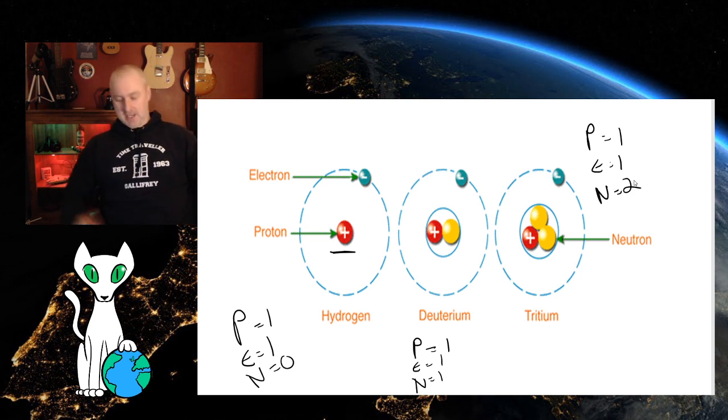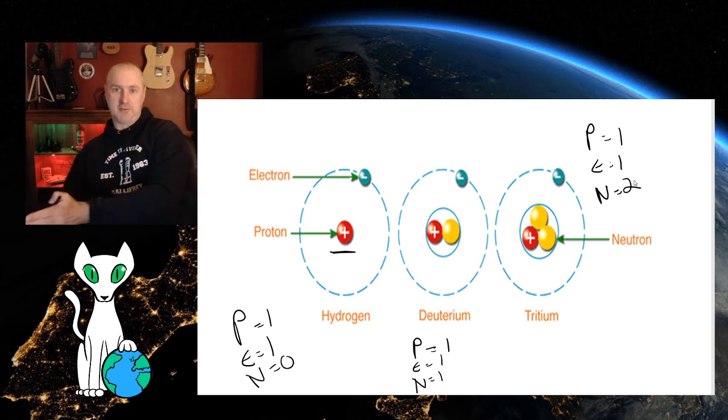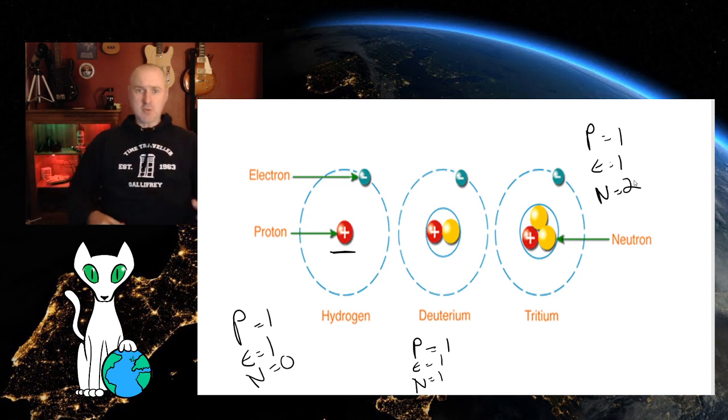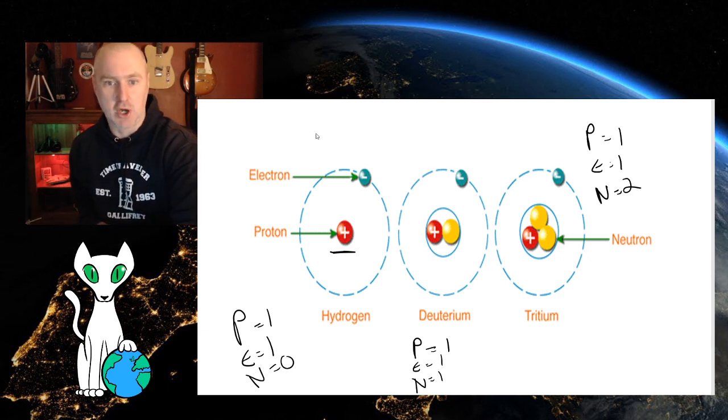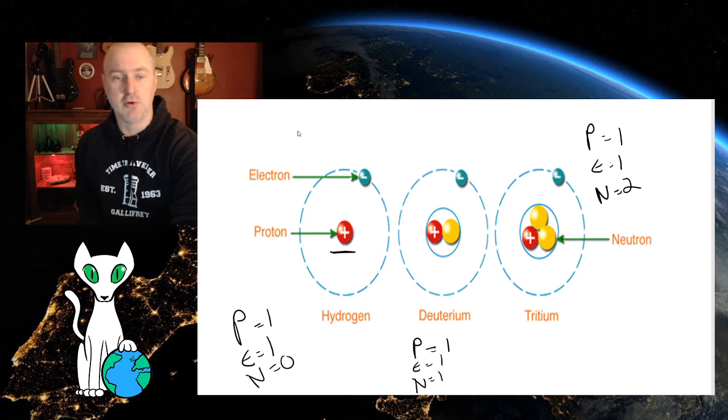Now you can say that in a couple of different ways. You could say the same number of protons but a different number of neutrons. Or you could say the same atomic number but a different mass number. Because if we look at the atomic numbers of all 3 of these, they're all going to be 1 because they've all got 1 proton.